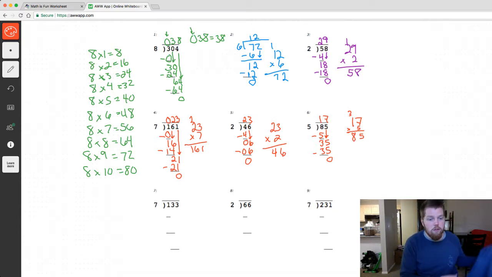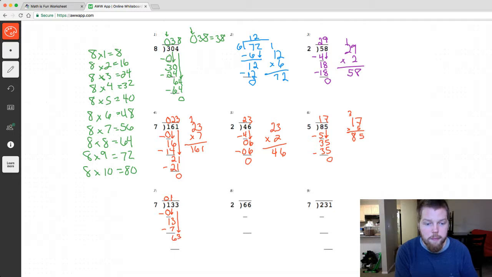7 into 133. Can 7 go into 1? No, it cannot. 7 times 1 is 7, which is more than 1. So we're going to have to put 0 here. 0 times 7 is 0. Do our subtraction. We get 1. Carry down the next place value. How many times can 7 go into 13 without going over? Only once, because 7 times 2 is 14, which is too big. 1 times 7 is 7. Do our subtraction. We get a 6. Carry down our next place.